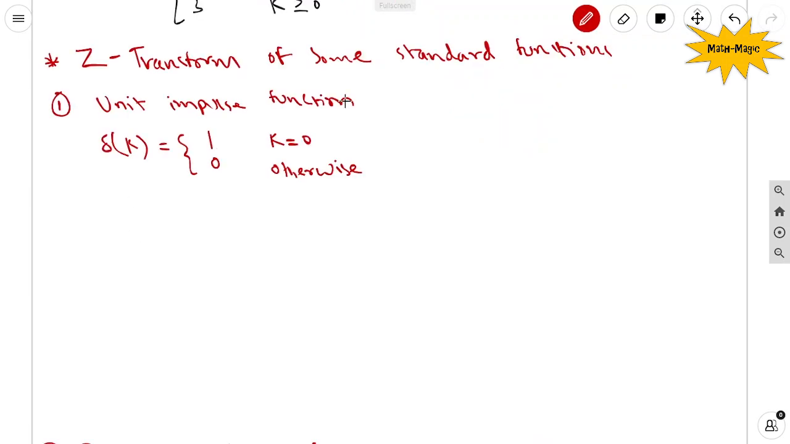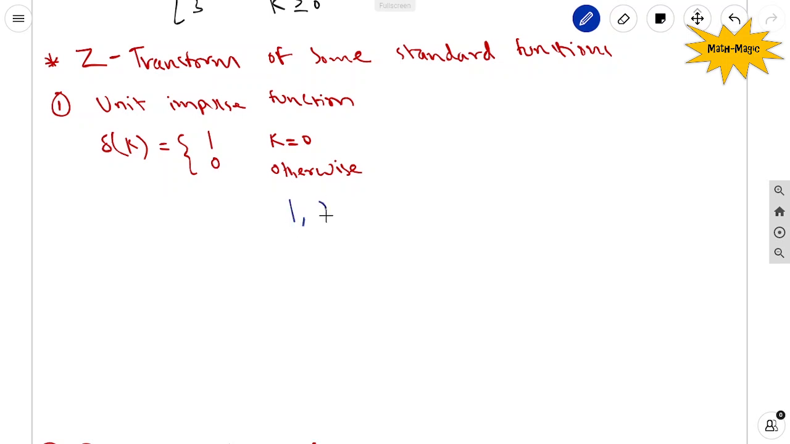So now let's find the z transform of some standard functions. The first one is the unit impulse function, which is defined as delta k equals 1 for k equals 0 and it is 0 otherwise. So now let's first write down the sequence. We have delta of k as 1 for k equals 0. So if k equals 0, we are getting 1.